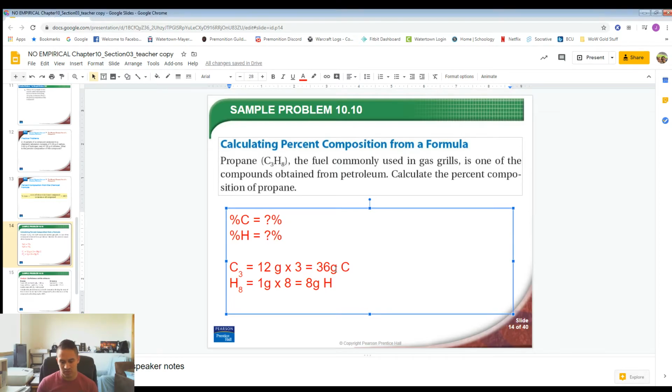Okay, so these are the individual masses. So it means the total molar mass of C3H8 is going to be equal to 36 plus 8. So this is 44 grams per mole.